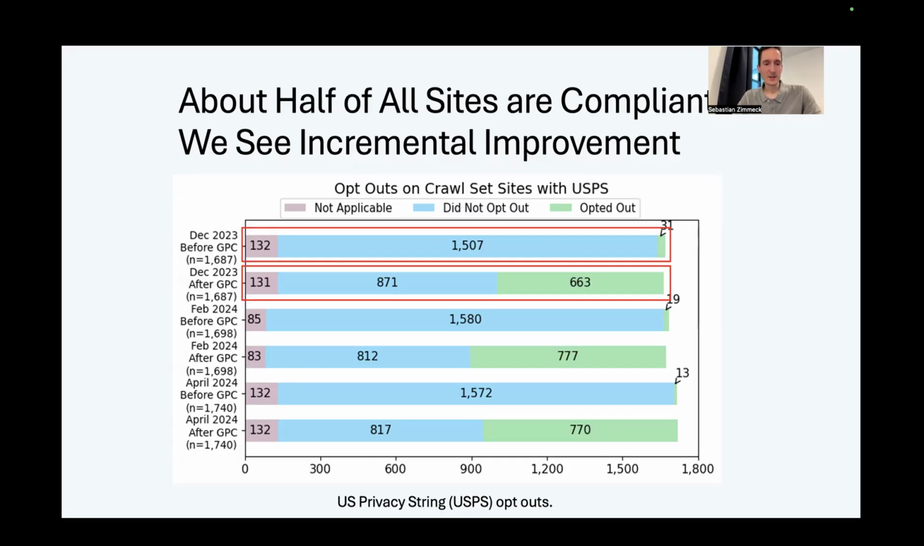So the next two bars that you see are from February 2024, and we see some improvement. After sending the GPC signal, 777 sites opted us out. So 663 to 777, small increase. And then basically in April 2024, the situation stayed the same with 770 sites opting us out. So we see a small trend towards more compliance. But we also see that we still have a long way to go.